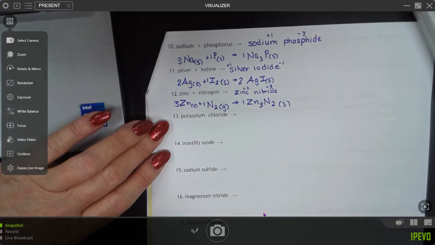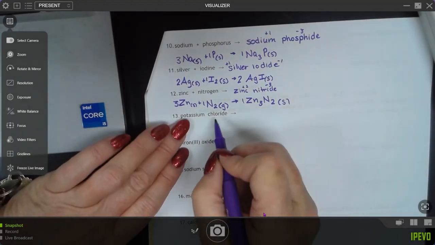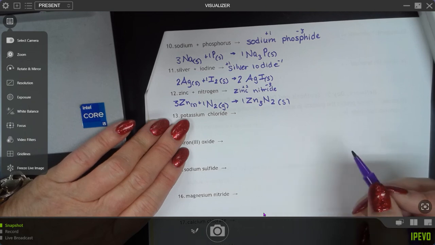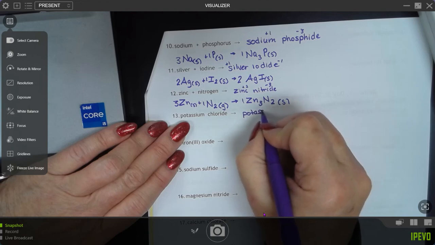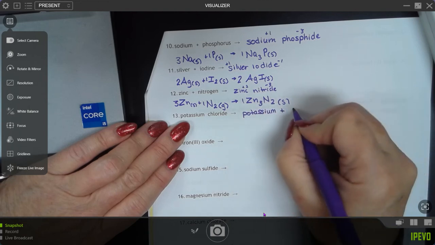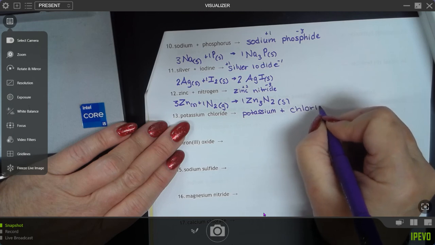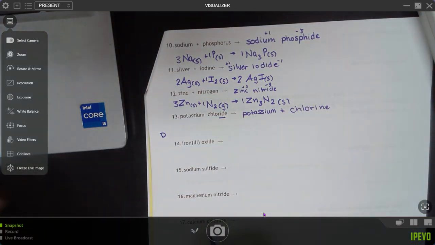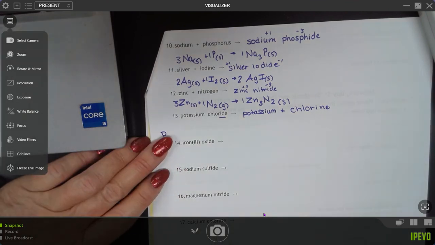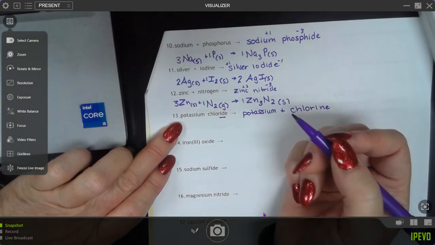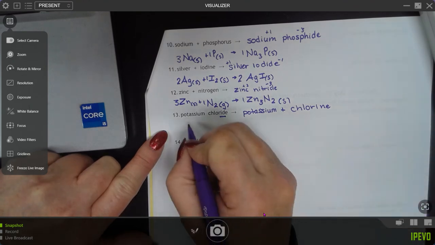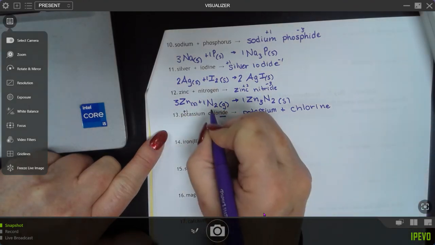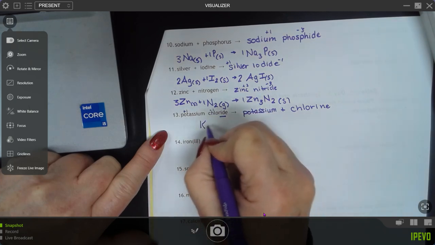Potassium chloride. Aha, check it out. This is a decomposition. It's a compound. We've got to break it down into its elements. So potassium chloride is going to break down to form potassium plus chlorine. Remember, you have to change the ending back when it goes from being an ion to an element. IDE tells us it's an ion. Okay? So just by the way, 1 through 12 were all synthesis. We're putting 2 things together. Now we've gotten into the decomposition. All right? So potassium chloride, potassium's +1, chloride is -1. So KCl.